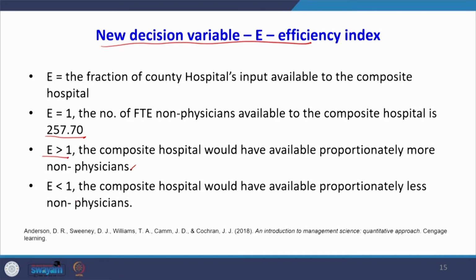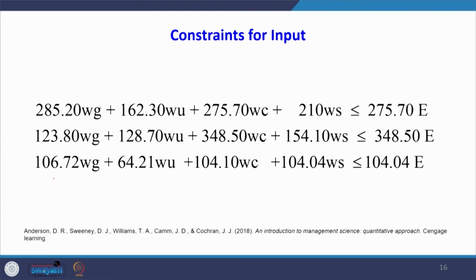When E is less than 1, the composite hospital would have available proportionately fewer non-physicians. But we have assumed previously that the composite hospital is going to consume lesser resources than the county hospital. So, we have to minimize this E. Okay. Now, look at the constraints for input.